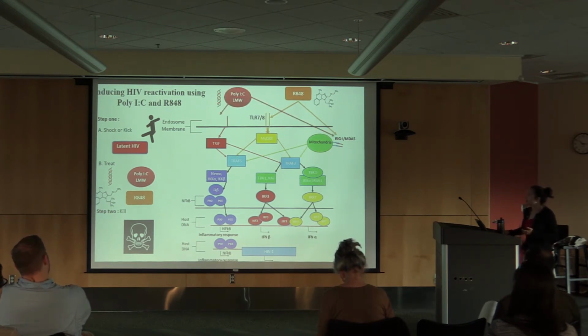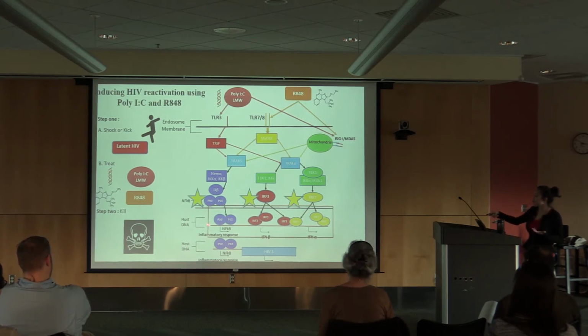So overall, mainly I'm looking at poly-IC low molecular weight, and if I do get reactivation in these latently infected T cells, I want to see which of these transcription factors are required for HIV reactivation. So whether it's NFkB, IRF3, or IRF7.